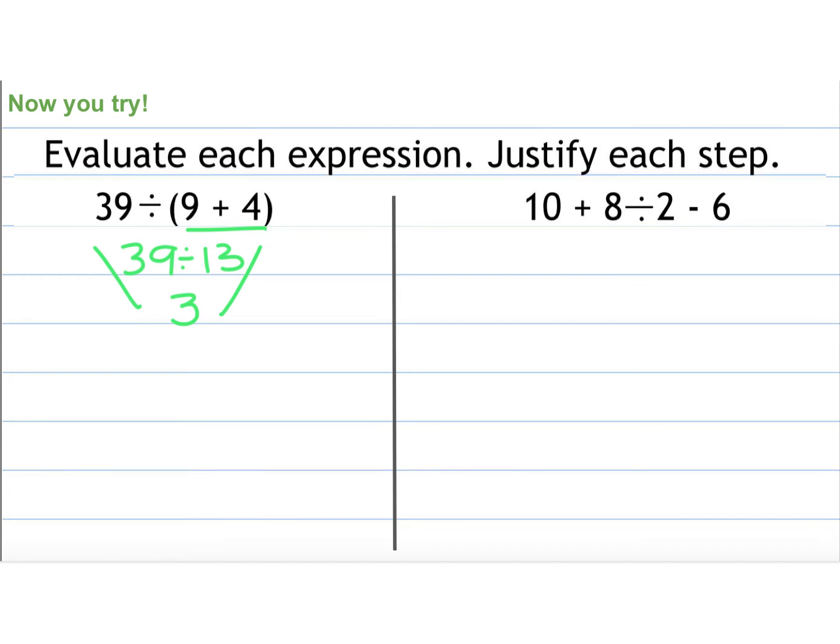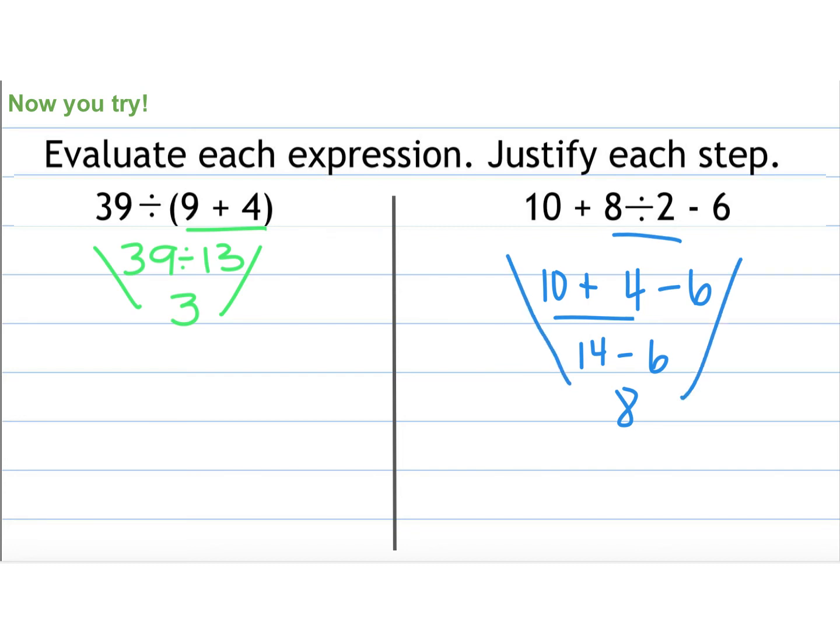Next one, 10 plus 8 divided by 2 minus 6. Don't have any parentheses, no exponents, so we're going to start with our division. 8 divided by 2, which is 4. Carry down the rest of the problem that has not been used yet. Now with addition and subtraction, again, working left to right, whichever one shows up first, like a book. So we're going to do 10 plus 4, which is 14 minus 6, and 14 minus 6 is 8. So our final answer.